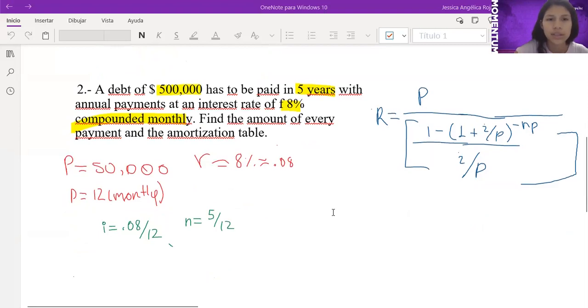We now separate the data that the problem says. P is equal to 500,000, R is equal to 0.08, and the other P is the compounded monthly. That means that one year has 12 months. For the I is 0.08 divided by 12, and for the N is 5 years times 12.